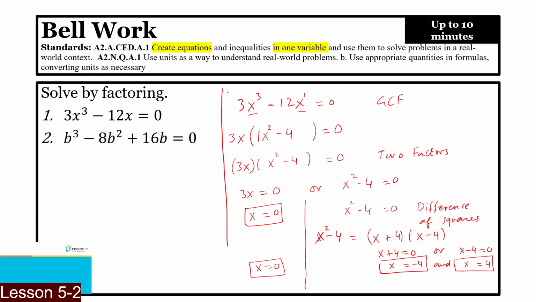That's the answer for number 1. We factored it and we solved it.